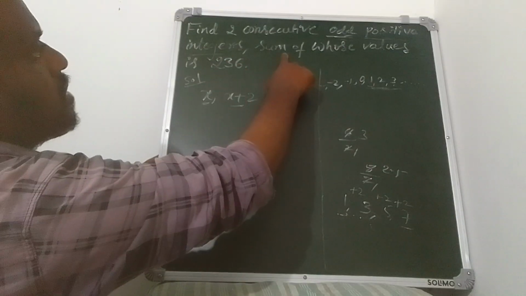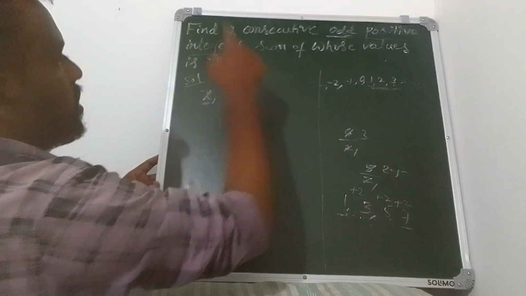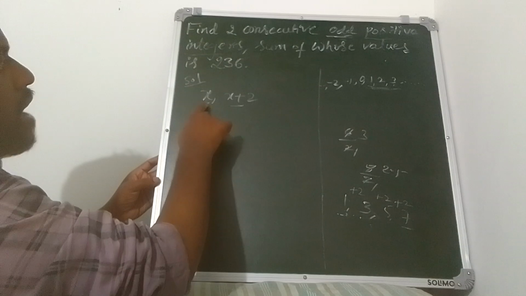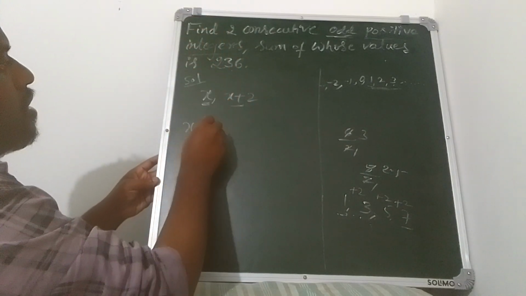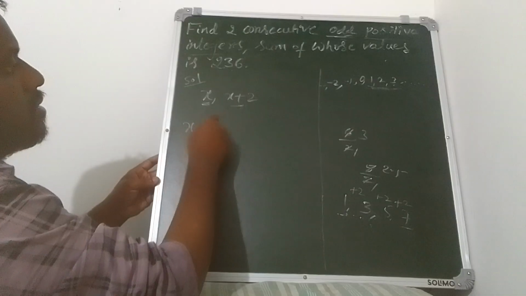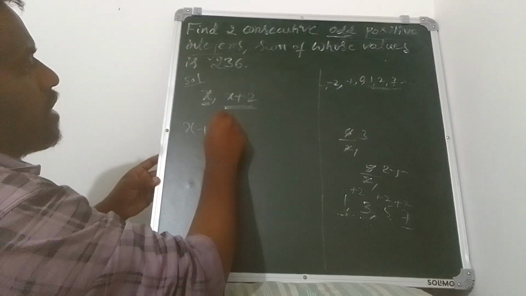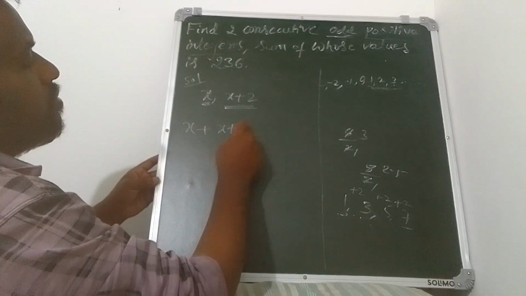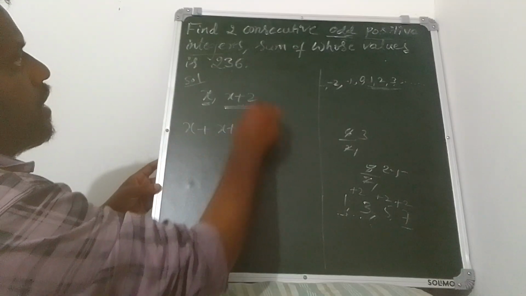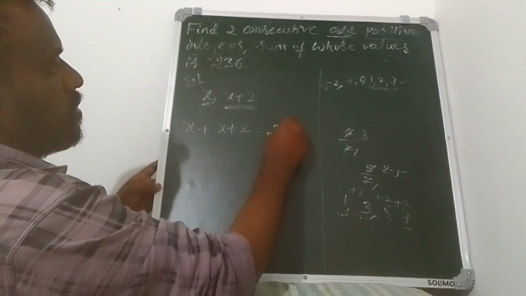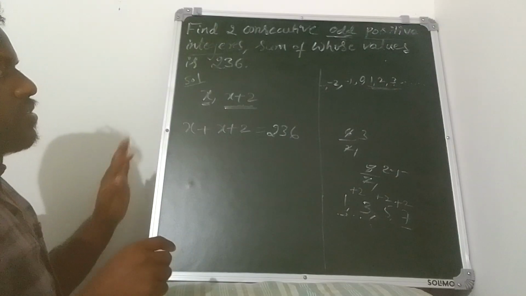Okay, they are telling the sum of those values is 236. That means if we add this and this, we should get 236. First I will take x. We have to add, means plus. Then this one, x plus 2. So I am adding these two numbers, and we should get 236. Okay, so this is the equation.